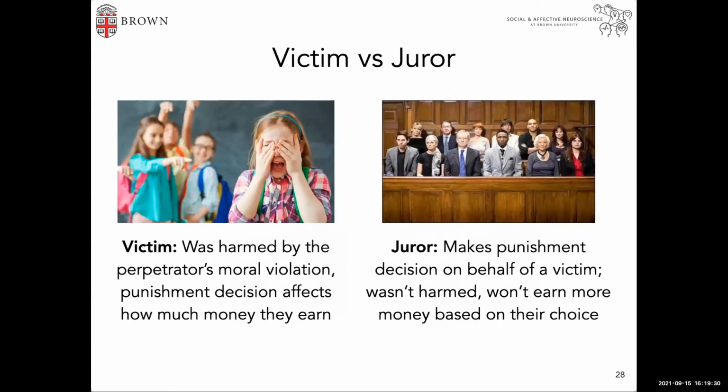There's one more little fold that we were interested in, which was whether participants' conformity would change depending on whether they were a victim or a juror. When you're a victim, you're the one who's directly harmed by the moral violation. When you're a juror, you're actually a third party. This decision doesn't affect you monetarily whatsoever, but you're making a decision on behalf of somebody who is wronged, right?